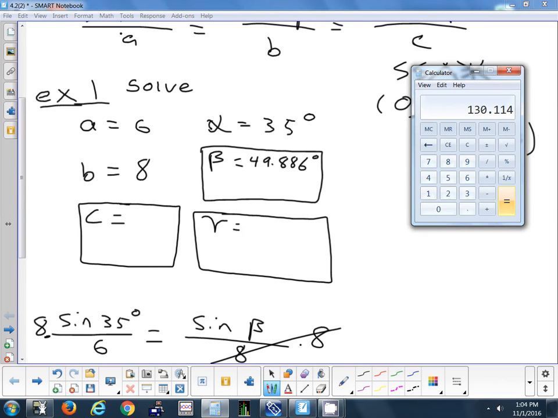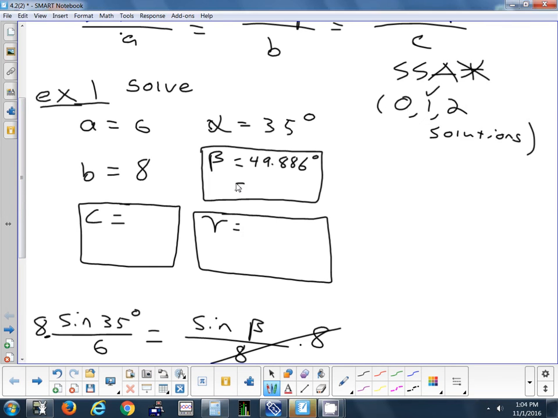So, Alex, what angle was I given to start? 35. I was given a 35. Can I fit a 35-degree angle and a 130-degree angle in the same triangle? Yep, that only adds up to 165.114. So this time, the second answer does work. Okay, so we're going to take that answer, and we'll put it right there.